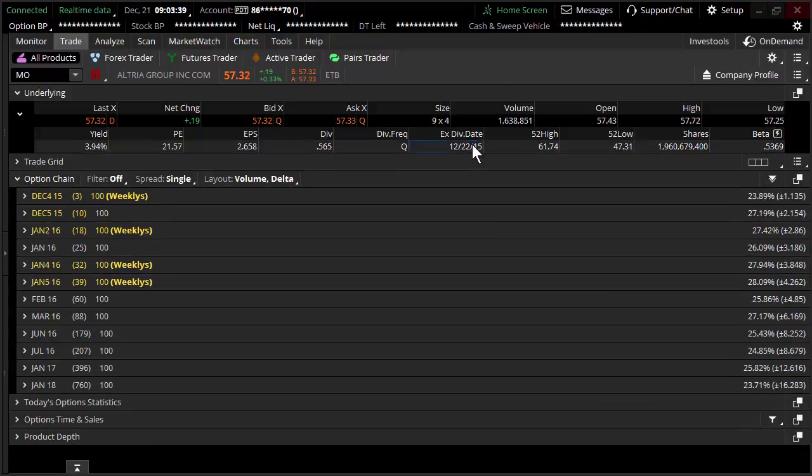But you've got to realize that with this ex-dividend date, you have to either trade out of or roll your position prior to the ex-dividend date. You can't wait until the 22nd. You've got to roll it or close it on the 21st, or prior to that time. Remember, with dividends and options, it's all about the ex-dividend date.